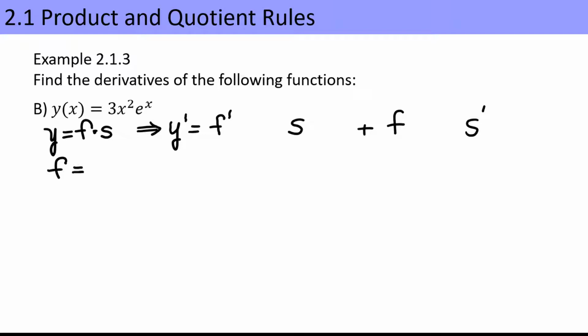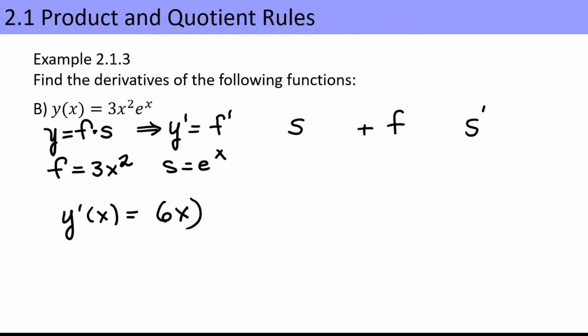Let's identify for the first function 3x squared, and for the second function e to the x. Now let's find the derivative. Y prime of x. The first function is 3x squared, so that derivative, we bring the 2 down. 2 times 3 is 6x, times the second function, which is just e to the x. And then we add that to write down the first function, which is 3x squared, and the derivative of e to the x is still just e to the x.